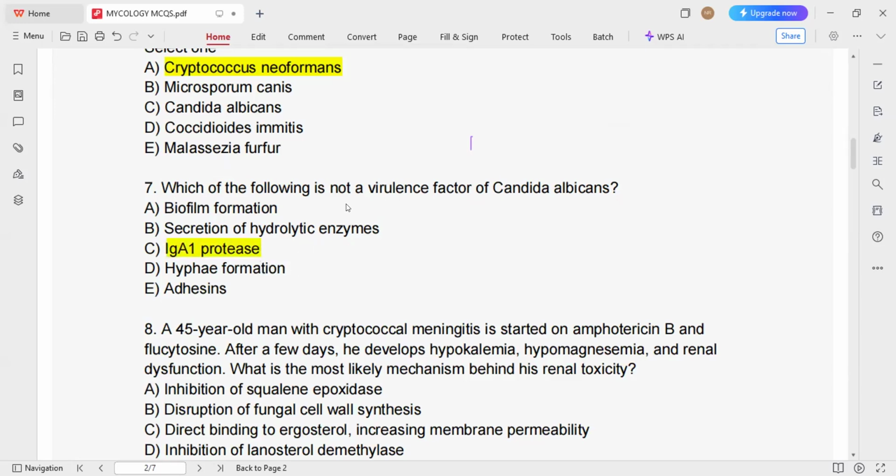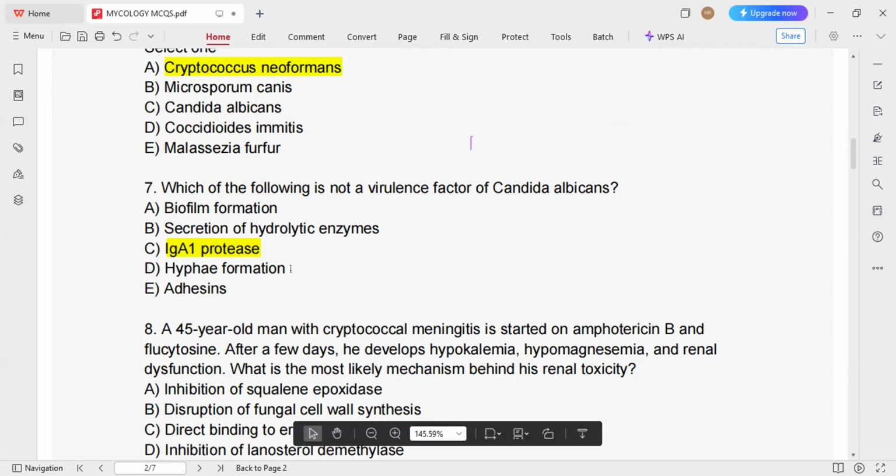Biofilm. What is the function of a biofilm? Or where are they found? Biofilms are found on devices, things like catheters, prosthetic valves, or any other medical device. Okay, secretion of hydrolytic enzymes, that is true. These hydrolytic enzymes are things like proteases, phospholipases, and lipases, okay? So they break down and degrade the host tissue.